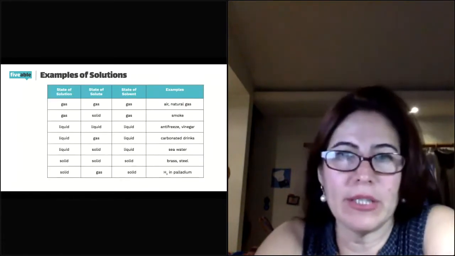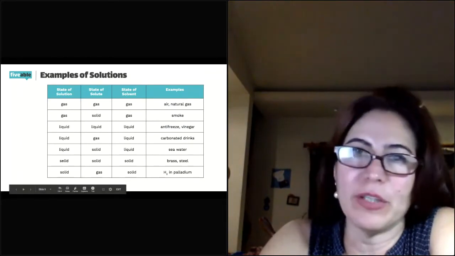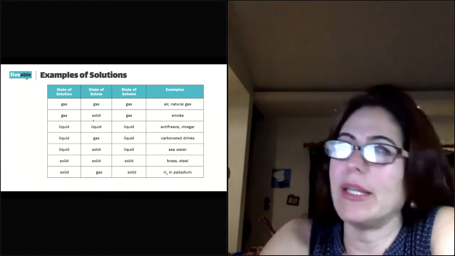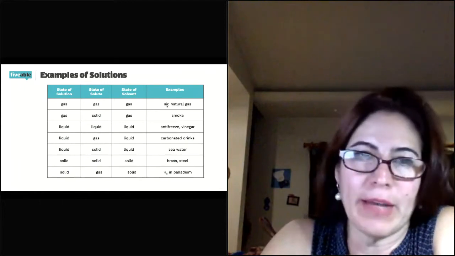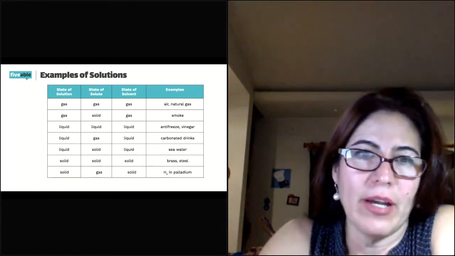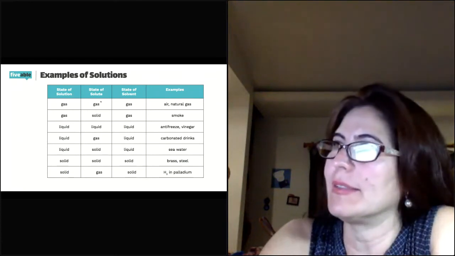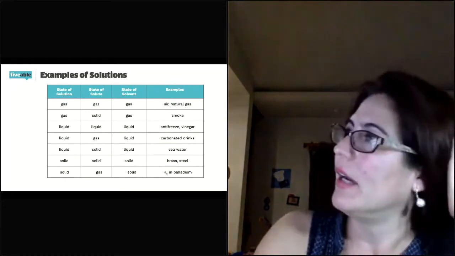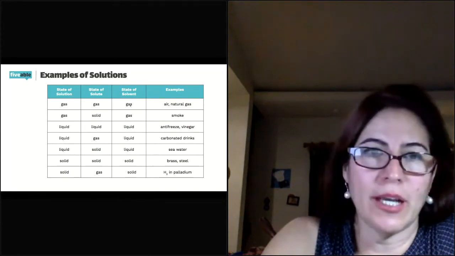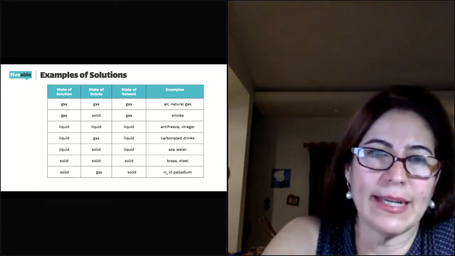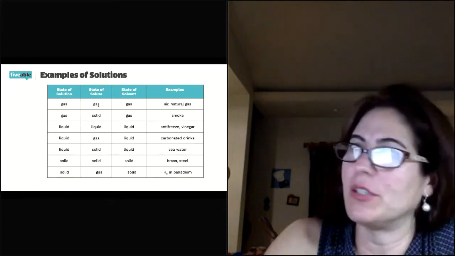Okay, so here on this chart we have several examples of solutions. The state of the solution is in the first column, and then we have the solute, the solvent, and examples. For example, air is a mixture of different gases: oxygen, nitrogen, carbon dioxide, water vapor. They're all gases dissolved in gases. In air, the solvent would be considered nitrogen because that's the gas there's most of, and the other gases are considered the solute.